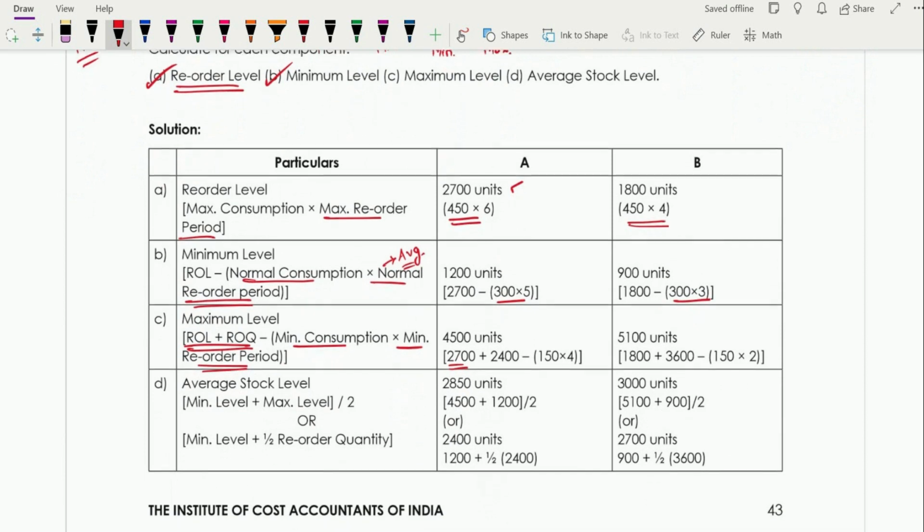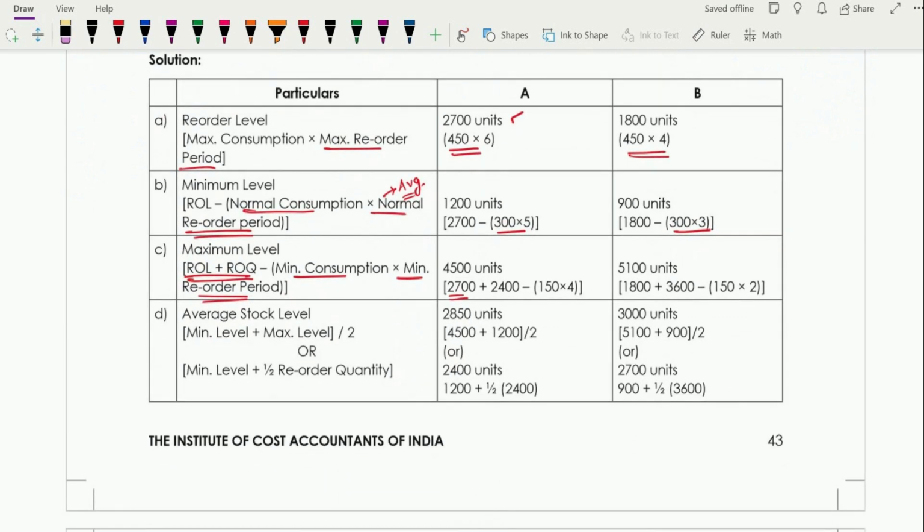No issues? Then average stock level. Average stock level is either minimum level plus maximum level divided by 2, or it is minimum level plus half of reorder quantity. So you can calculate it both ways and the answer will be different by both ways. There is nothing to worry about it. Sir, in the examination, what should we be doing? You can apply any of the methods, right? If maximum and minimum levels are not available, then you can do it by this method. As simple as that, right? Minimum level you have just calculated, maximum level you have calculated, divided by 2.